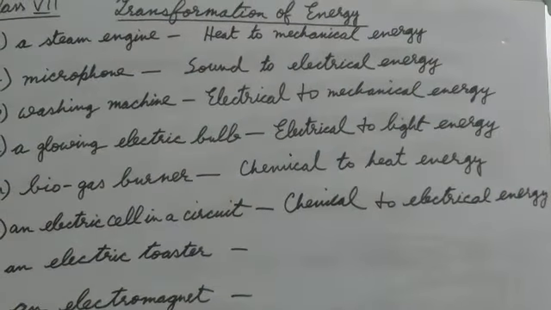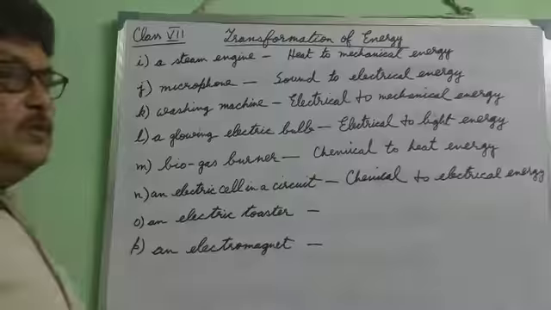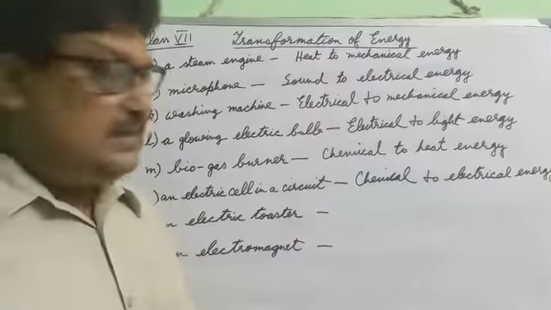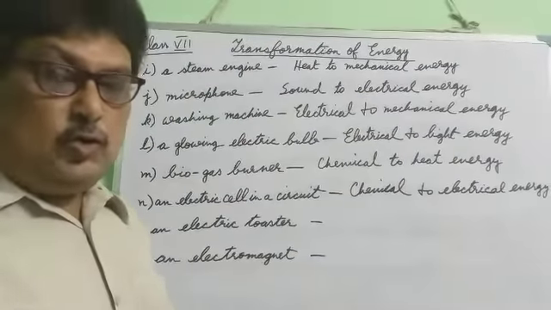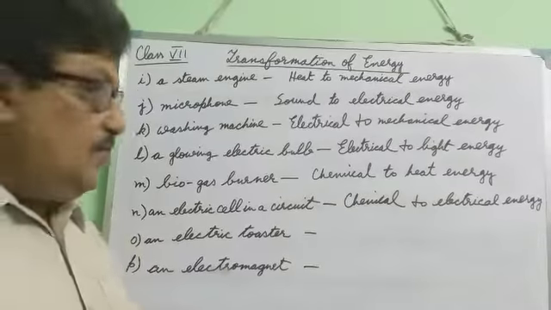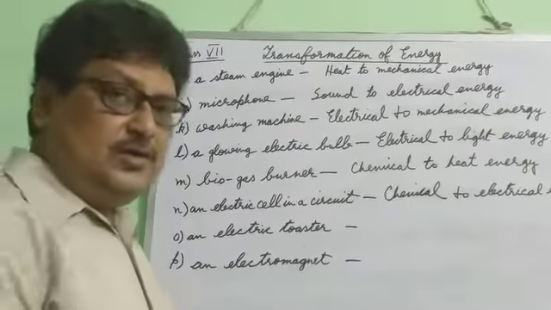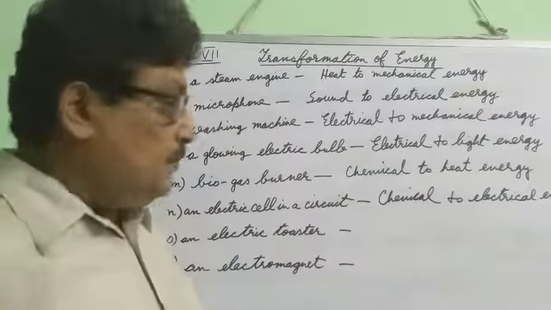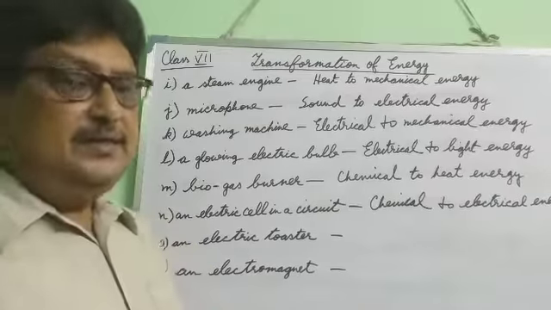Next we come to an electric toaster. So in toaster what do you do? You toast bread or you toast something else. So how are you toasting it? With the help of heat. So you are getting heat from there. But how is the electric toaster working? It is connected to a plug, so it is drawing electric current. So that means it is converting electrical energy to heat energy.